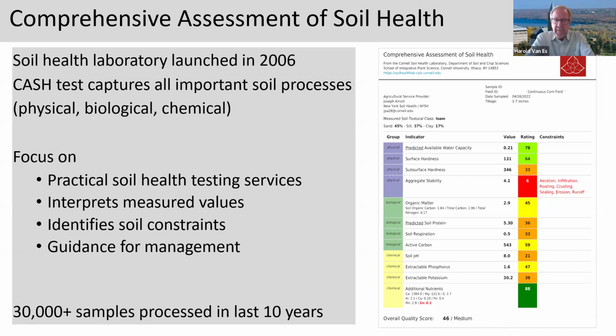So almost 20 years ago now, in 2006, we launched the Cornell Soil Health Laboratory in an effort to measure soil health and to have meaningful indicators of soil health. And in that regard, we recognize that we need to look at physical, biological, and chemical processes, but also that we needed to use indicators that are readily measured, that are practical, because measuring processes themselves is typically prohibitively expensive. We established a way to interpret measured values, identify soil constraints, and provide guidance for management.